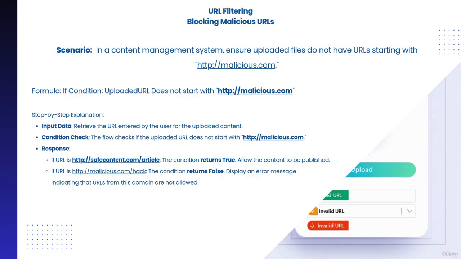Step-by-step explanation. Input data. Retrieve the URL entered by the user for the uploaded content. Condition check. The flow checks if the uploaded URL does not start with http://malicious.com. Response: if the URL is http://safecontent.com/article, the condition returns true. Allow the content to be published. If the URL is http://malicious.com/hack, the condition returns false. Display an error message indicating that URLs from this domain are not allowed.